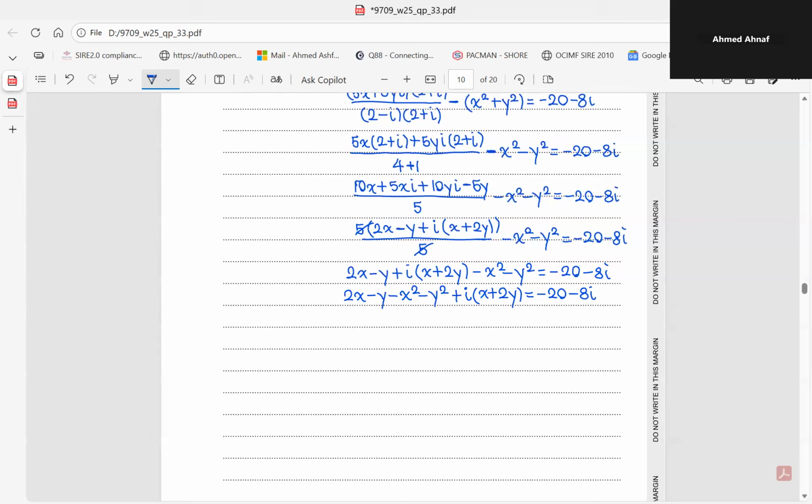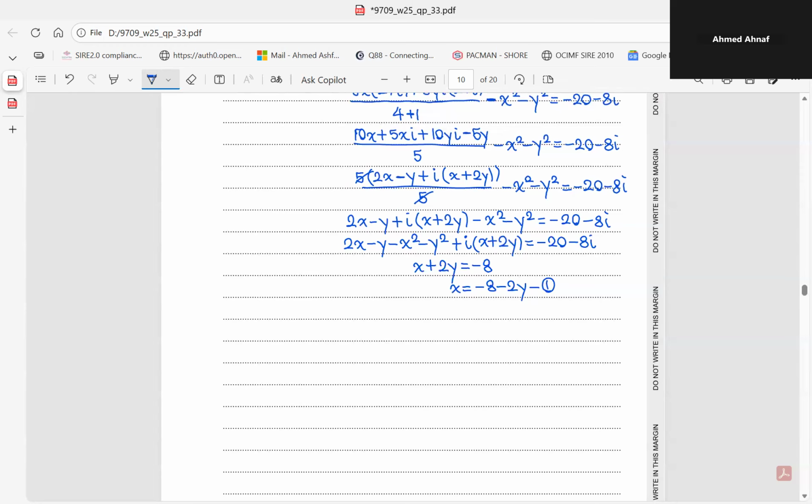So we can equate x plus 2y with negative 8. So that's our first equation: x plus 2y is negative 8. Then you would get x equals negative 8 minus 2y. So this is our first equation. And our second equation is 2x minus y minus x squared minus y squared equals negative 20. So this is our second equation, and we'll sub.